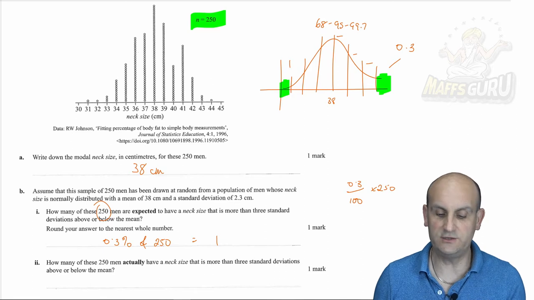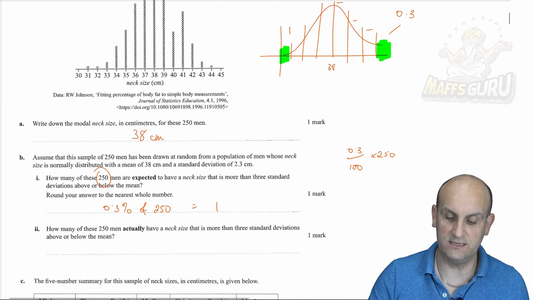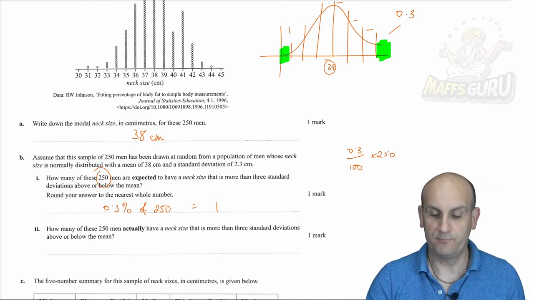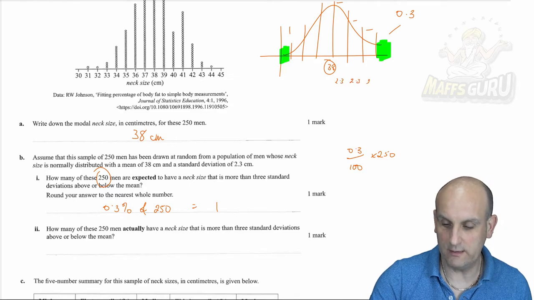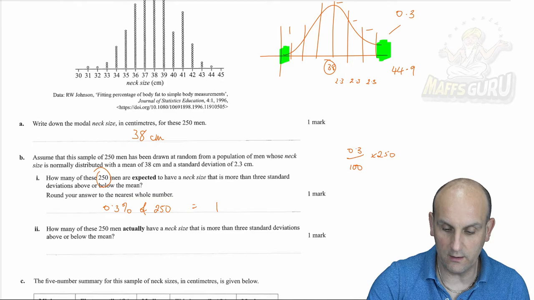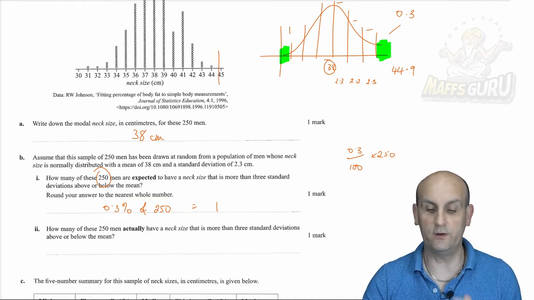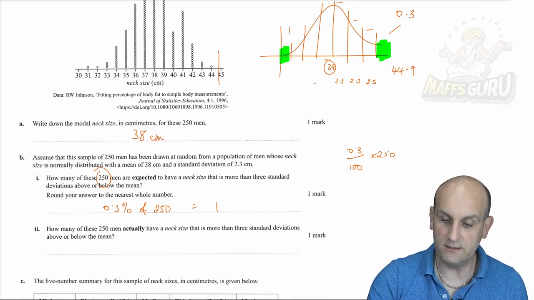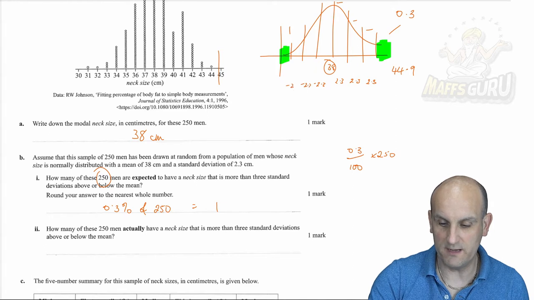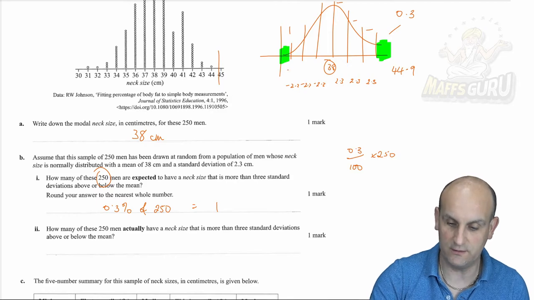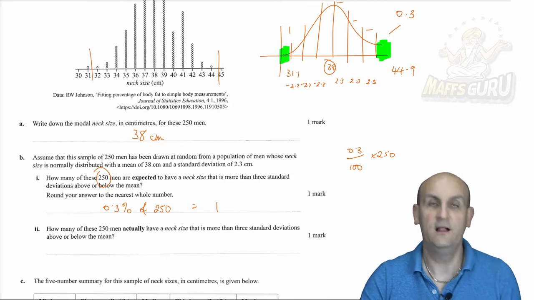Now then it says how many of these 250 men actually have a neck size that is more than 3 standard deviations away from the mean. Now, when you take 38 and add on 2.3, 2.3 and 2.3, you get 44.9. So we now know that the third standard deviation is 44.9, which is roughly there. Now what I'm going to do is look in a moment to see how many dots I have above the lines I draw. And again, when I do 38 minus 2.3, minus 2.3 and minus 2.3, I get 31.1. And I think this was the trick of the question. So 31.1 basically put me there.